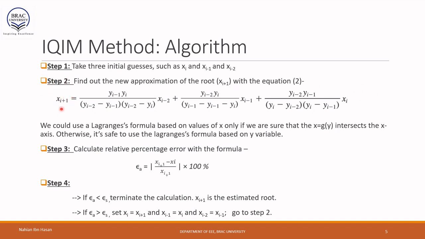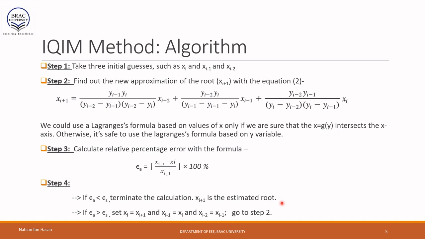Later, we are going to find out the approximation error from using the approximation of the root from the current iteration and the previous iteration. We already saw this in the previous few lessons. And then in step 4, we are going to compare the percentage relative error with our previously determined error limit, and if the error is less than the error limit, we are going to terminate the calculation. Otherwise, we go to step 2 and recalculate the whole procedure.